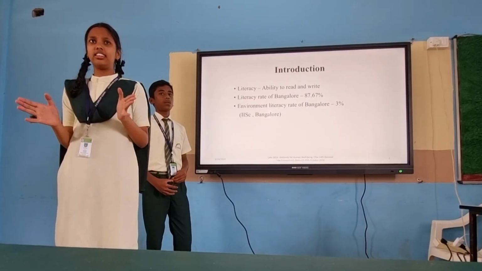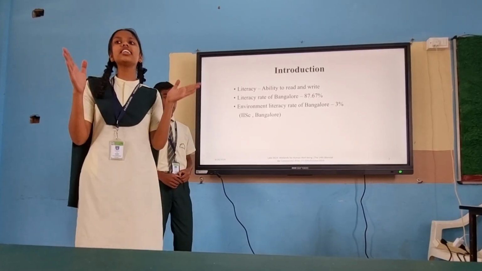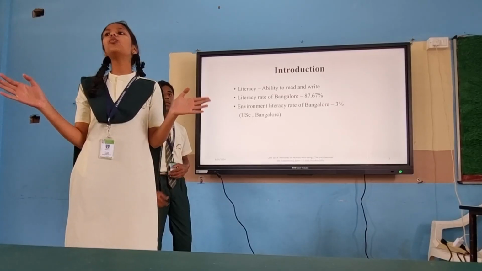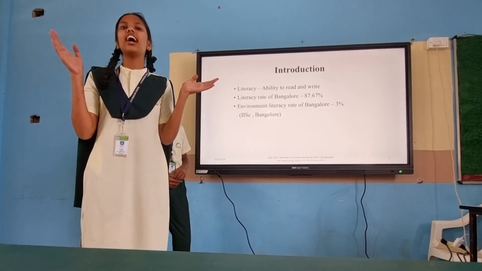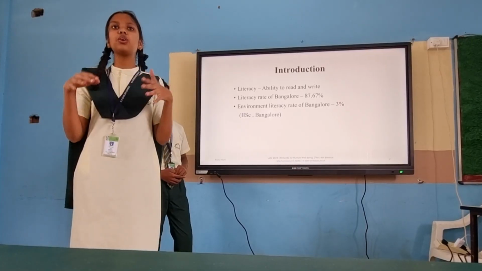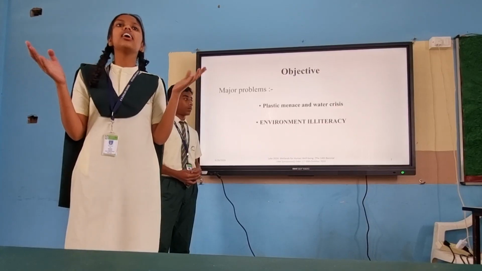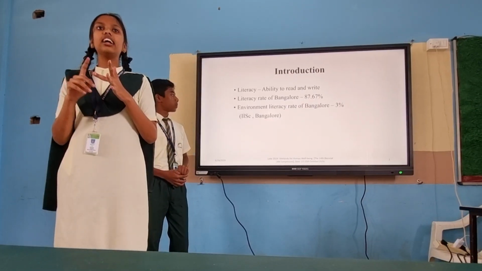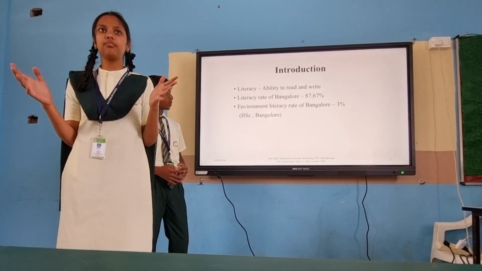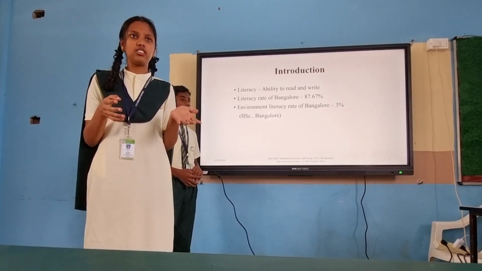All of us know what is literacy. The ability to read and write is literacy. The literacy rate of Bangalore is 87.67%. Now, let us understand the meaning of environment literacy. The ability to understand nature, which includes water bodies, flora and fauna, is environment literacy. Knowledge, skills and understanding the problems to resolve issues to sustain a suitable ecosystem is our responsibility because we are a part of the whole ecosystem.